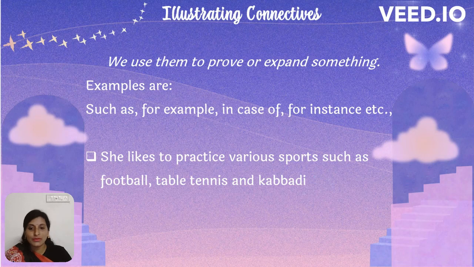So let us have an example over here. She likes to practice various sports such as football, table tennis, and kabaddi. So here, the point of discussion is she likes to practice various sports. So basically, it is indicating that she is a sports person, and to prove that she's very fond of sports, we have listed out that she plays football, tennis, and kabaddi. Now, this phrase such as is acting as a connector that connects the point and its proof together.